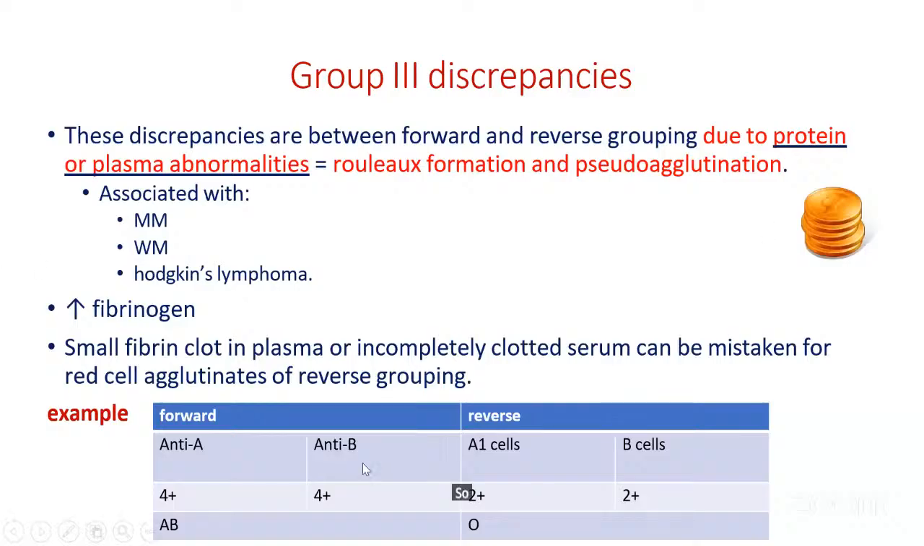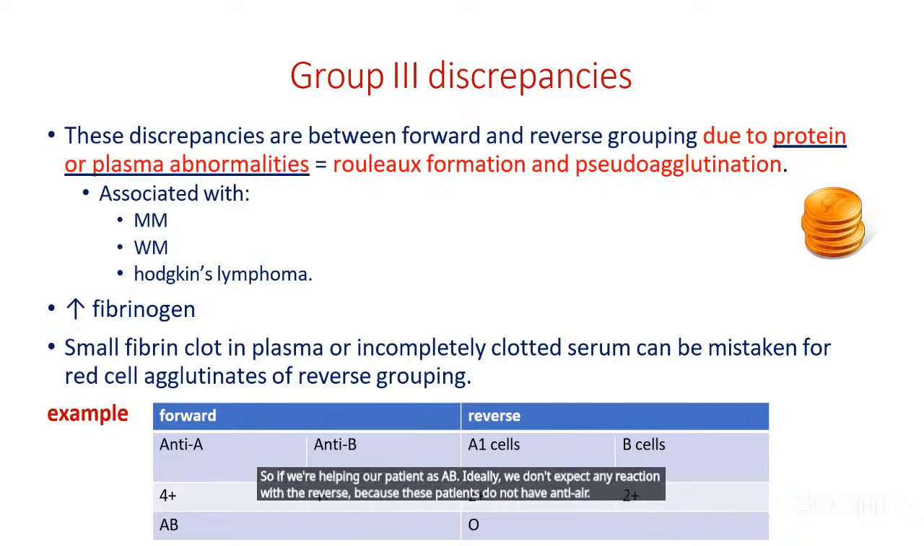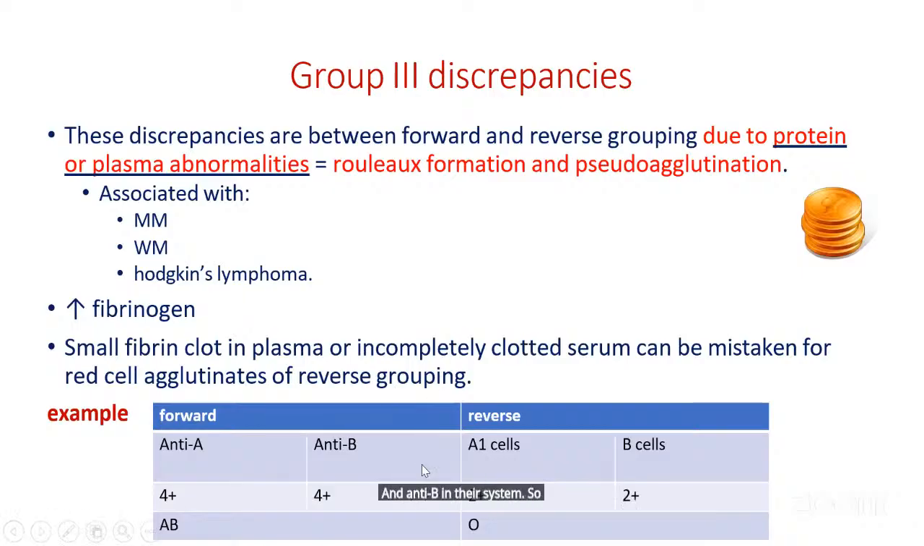So there is an example where, in our forward, we are having our patient as AB. So if we are having our patient as AB, ideally, we don't expect any reaction with the reverse, because these patients do not have anti-A and anti-B in their system. So just the small table down there. However, in this case, we are having a weak reaction of 2+ with B cells, and also a weak reaction of 2+ with A1 cells. And so therefore giving us O. Reverse is O and forward is AB.